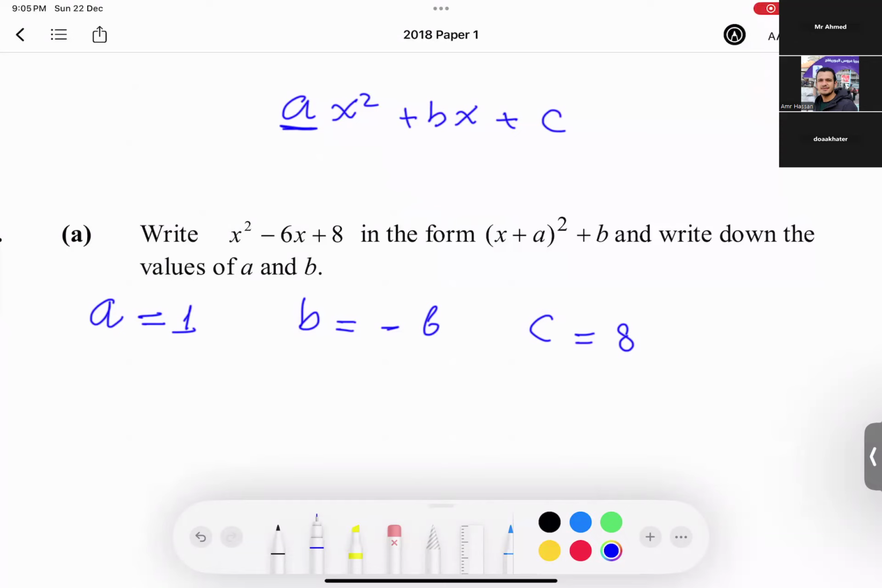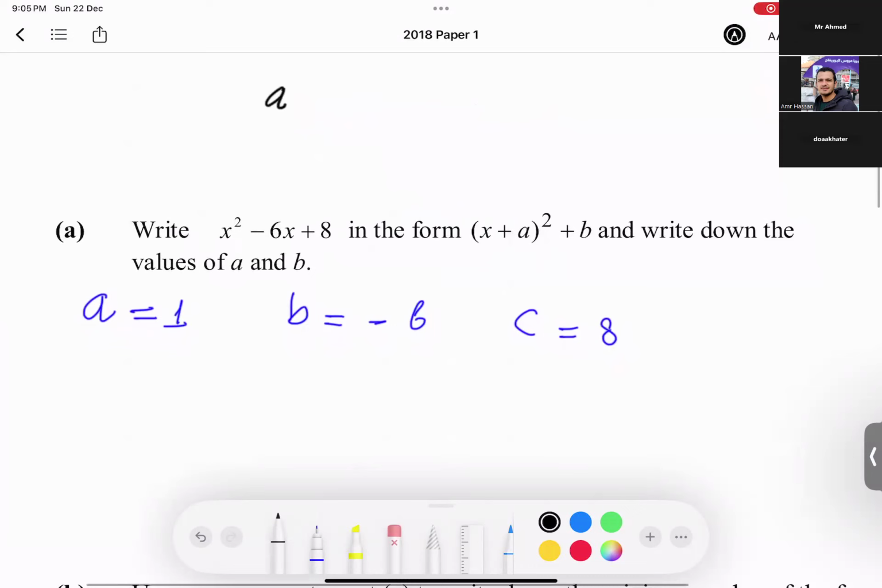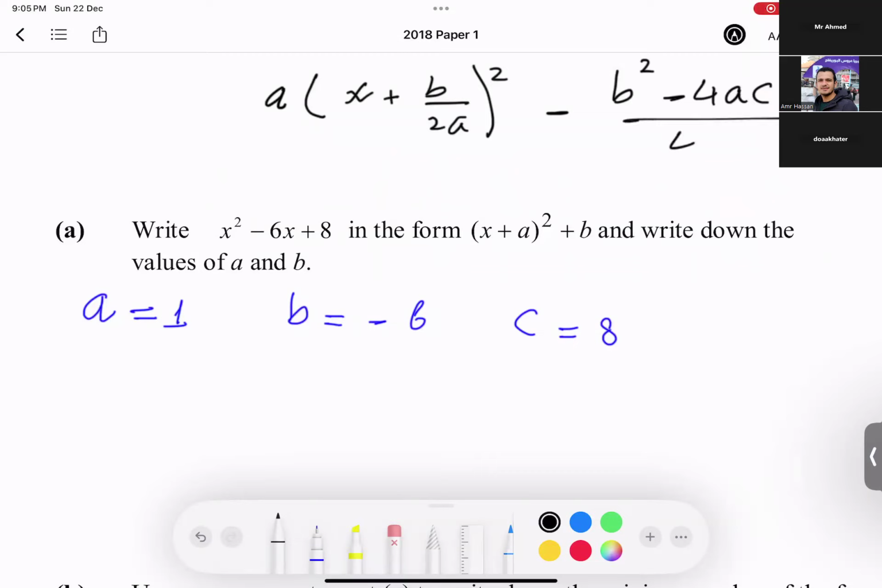Okay. But remember the rule. I'm going to show you the rule. Okay. A. And here we have (x plus p over 2a) all to the power 2 minus (p squared minus 4ac) over 4a. Okay? Yeah.